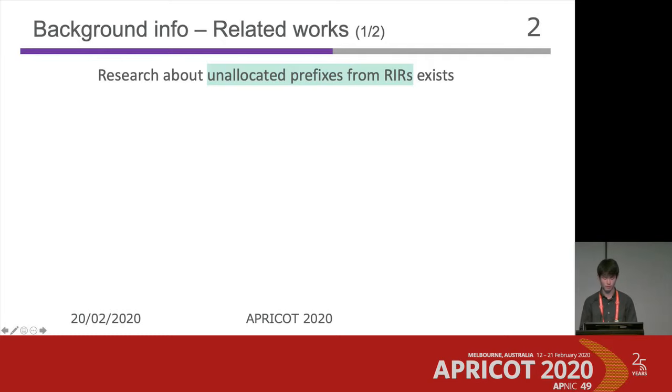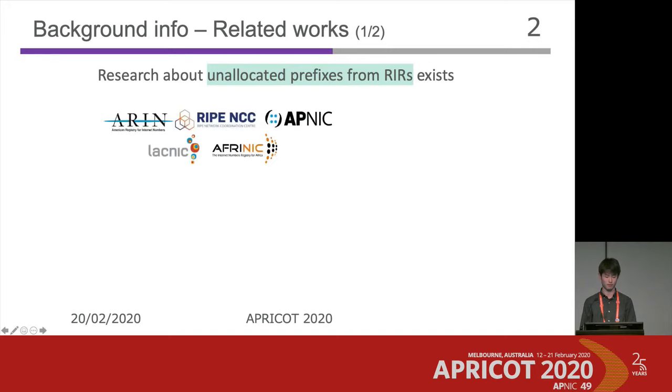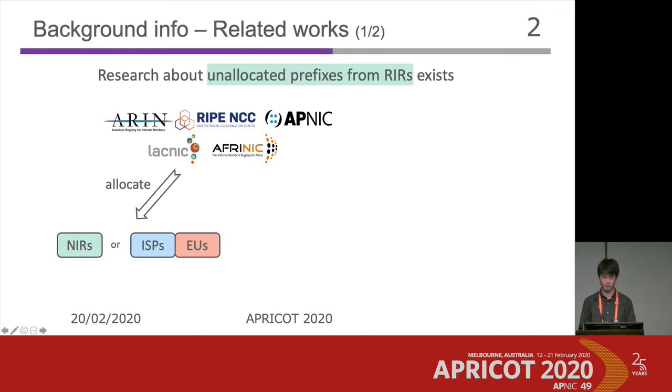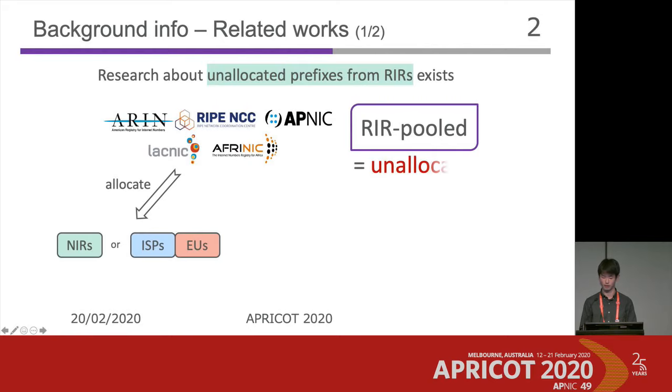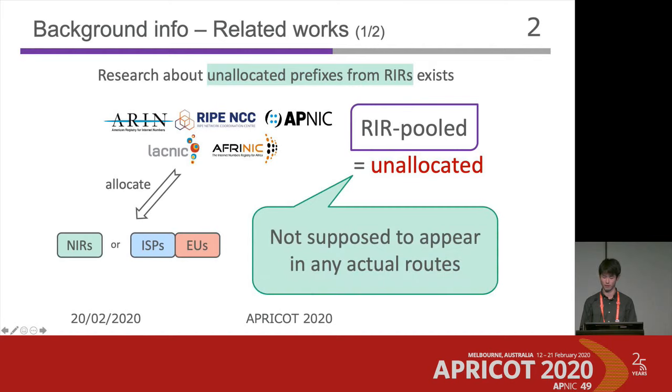I'm now introducing the related work of my research. Research about unallocated prefixes from RIRs already exists. The five RIRs receive IP prefixes or AS numbers from IANA, then they allocate them to the respective NIRs, ISPs or end users. But not all the resources are always distributed, and the rest are pooled at the RIR. These are unallocated addresses, so they're not supposed to appear in any actual routes, since there are absolutely no end users assigned to any of these RIR pooled addresses.